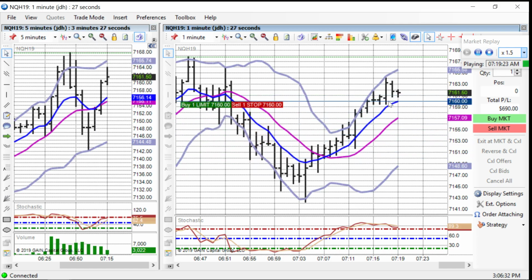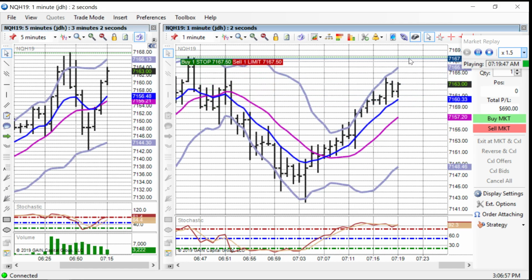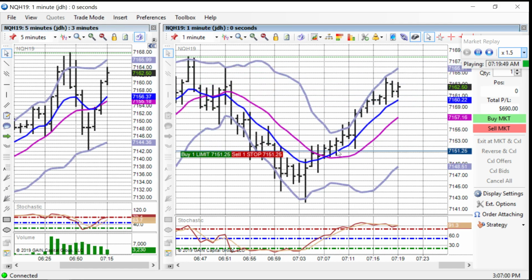That's what would be considered a target failure. Since I'm using 2 point targets, though, I can even hit my 2 point target and still not hit the model target, the trade model target, which is equal to the last move up. So the trade model says this next target should be somewhere up here, because there's allowing for symmetry in the market.